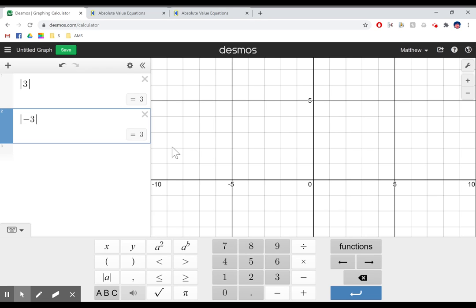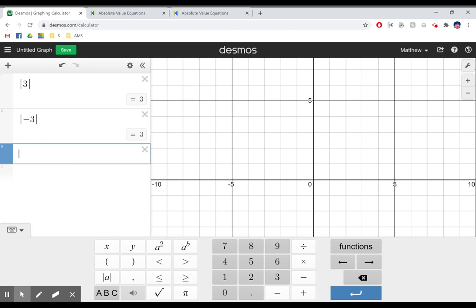Essentially, what absolute values are used for is distances, measurements. So you wouldn't say that the length of this table is negative 15 inches, right? You're always going to say a length or distance from one place to another is going to be a positive value, okay? So that's essentially the application for it.